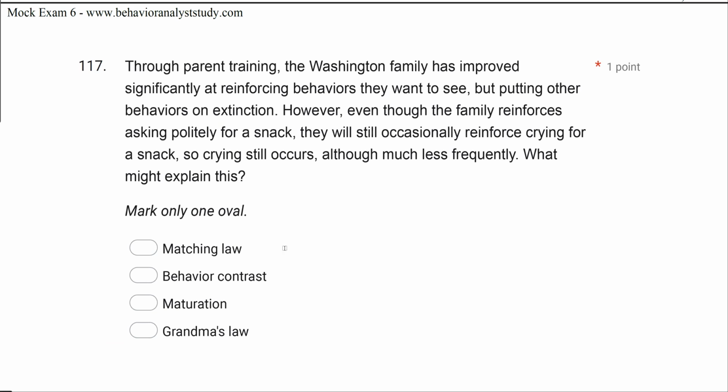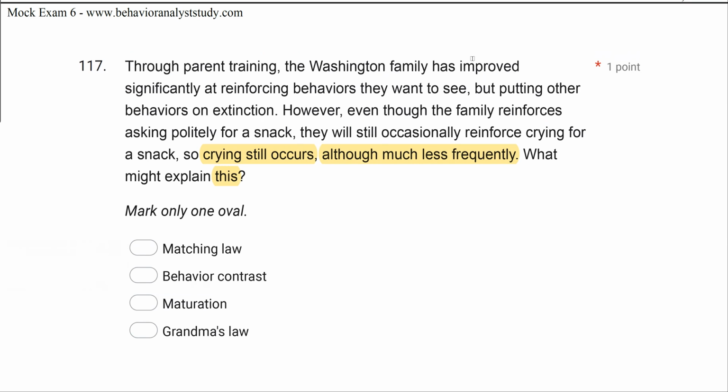117. Through parent training, the Washington family has improved significantly at reinforcing behaviors they want to see, but putting other behaviors on extinction. However, even though the family reinforces asking politely for a snack, they will still occasionally reinforce crying for a snack, so crying still occurs, although much less frequently. What might explain this? So, the question is asking what explains this. So let's identify this. Well, the crying is still occurring, although much less frequently. And why is that happening?